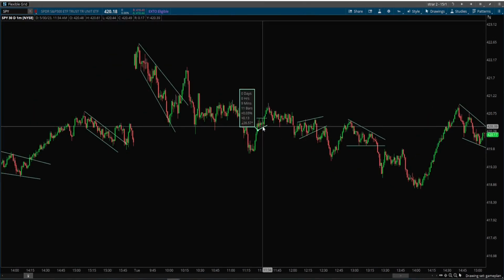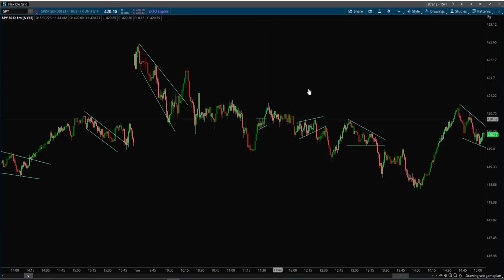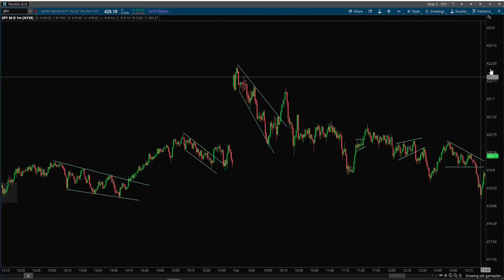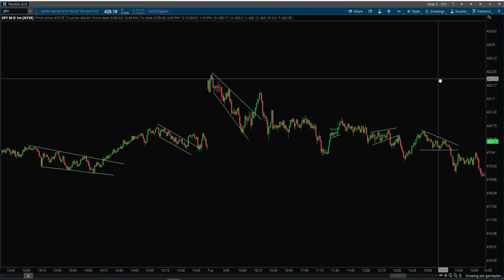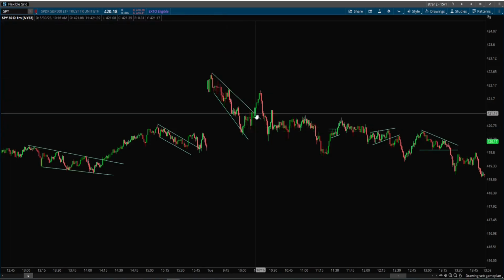Next, we have an ascending triangle basically here, but this is a very small pattern. These patterns can be huge or small, just depending on how you're trading, which ones you want to go after. But as you can see, getting its push up, ascending triangle here for a bullish continuation to the upside. Next, we have a broadening descending wedge here, which is a bullish reversal pattern.